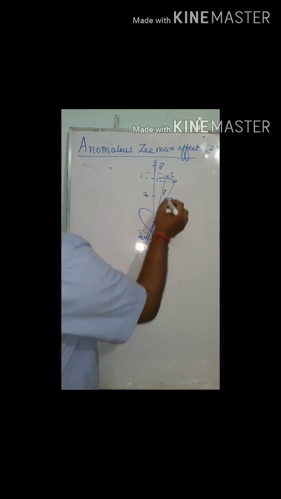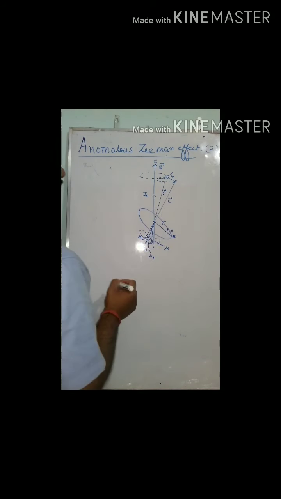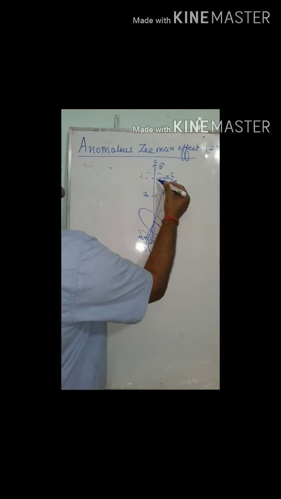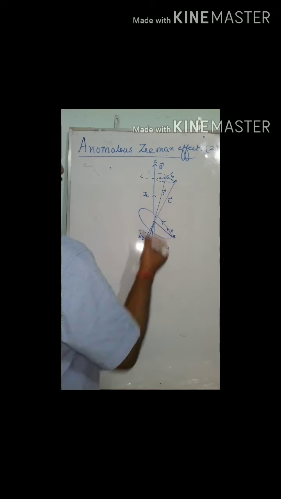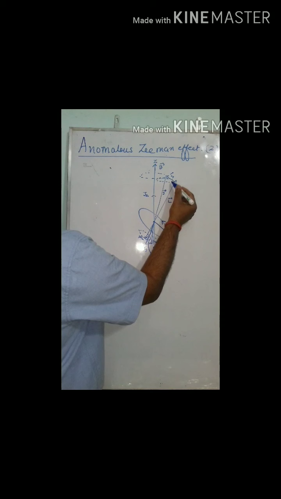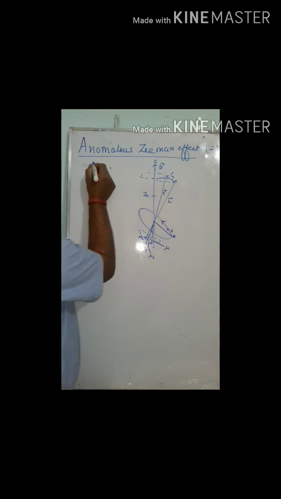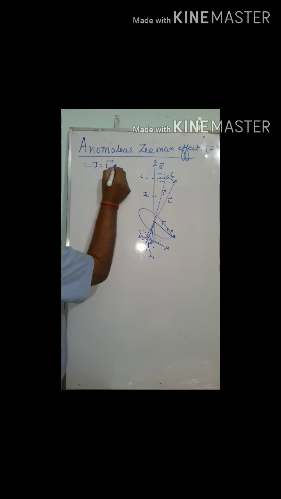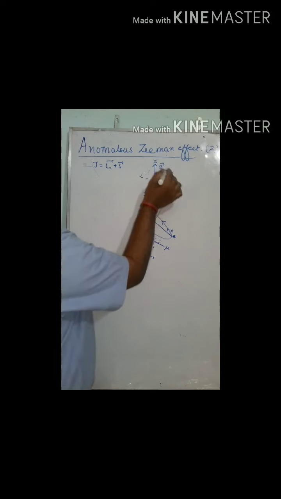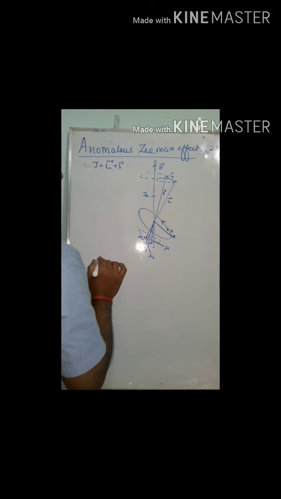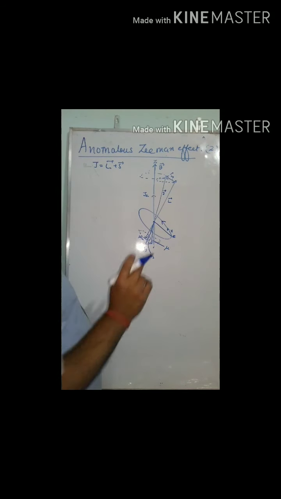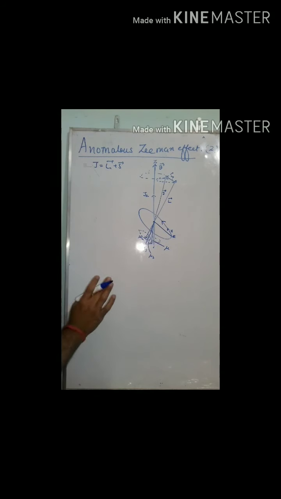So L and S precess about this J, which is the combination of L plus S, J is equal to L plus S, right? This J precesses about the field like this with a Larmor precession. The frequency of that Larmor precession is omega, right?